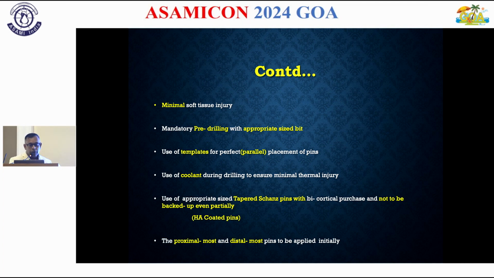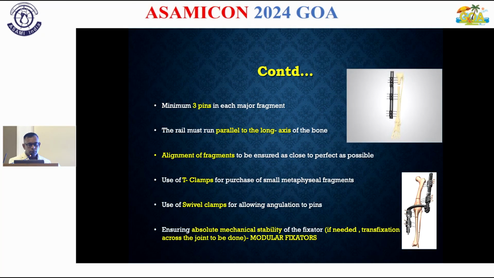So use of appropriate sized tapered Schanz pins, which is a new item actually in the inventory. It has not been a very long time since it had been introduced, with a bicortical purchase. And it should not be backed up even partially because it will lead to the entire pin loosening. HA-coated pins would be better because it reduces the chances of infection and it has got a higher pull-out strength. To start with, the proximal most and the distal most pins should be applied initially. It again is the same as the principle of a normal external fixator.